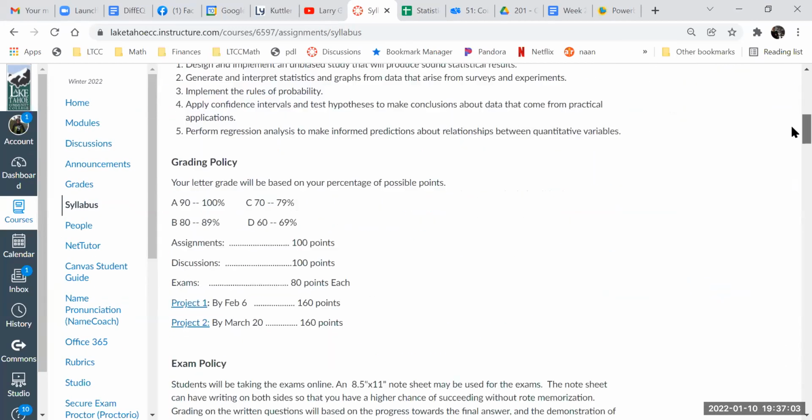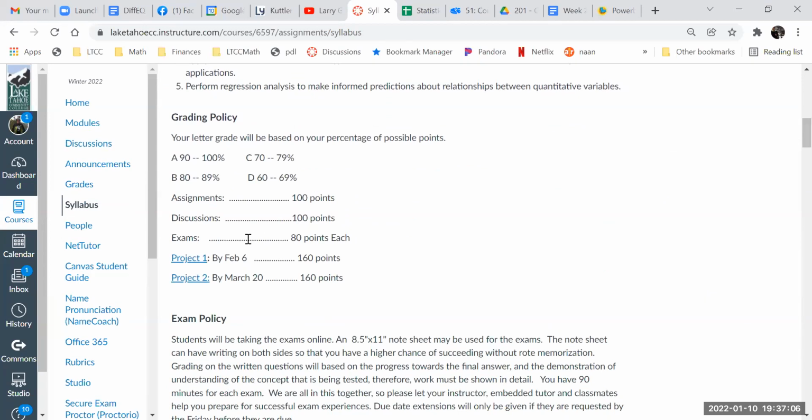And the project is due on February 6th. That's a long time from now, isn't it? So don't expect to be finished tomorrow. You have a lot of time to do it. You shouldn't finish tomorrow. But don't start your project on February 5th. That's a big mistake.